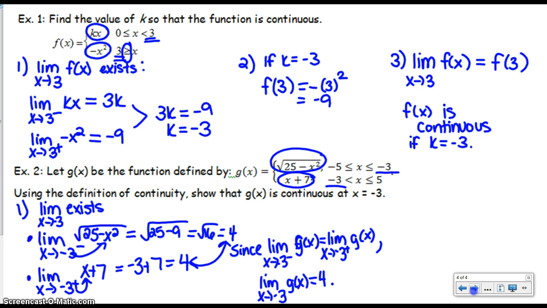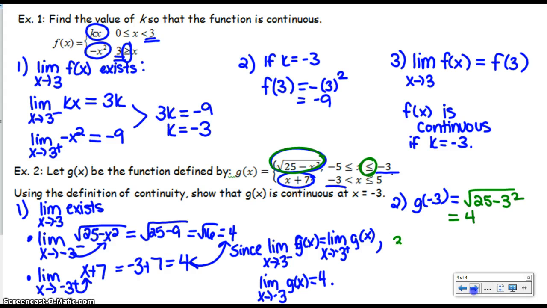Okay, so that's just condition 1. Condition 2, we have to check the function value. So we need to find g of negative 3. So we have to use the piece of the equation that has the equals to. And you can see that the equals to is here. It's equal to negative 3 at the top. So we're going to use the top equation. So we're going to plug in 25 minus 3 squared, which again we already did when we were doing the left-hand limit, and that is equal to 4.